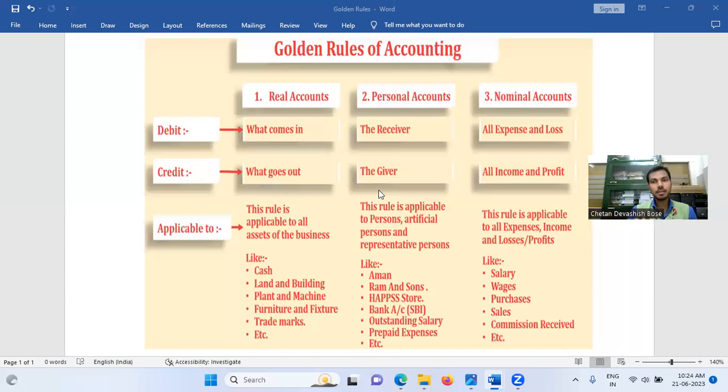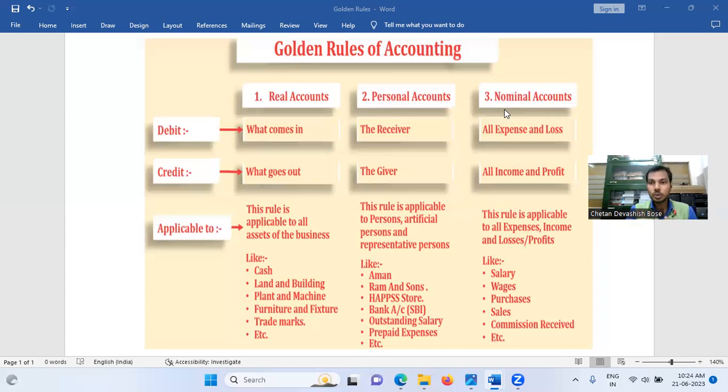Once I identify the given account is a personal account, and once I identify that this personal account is the receiver of a particular thing, then it has to be posted at the debit side. Once I identify this personal account is the giver of something, then it has to be posted at the credit side. Now, moving to the last type of account, which is a nominal account. Let us first understand what exactly a nominal account is.